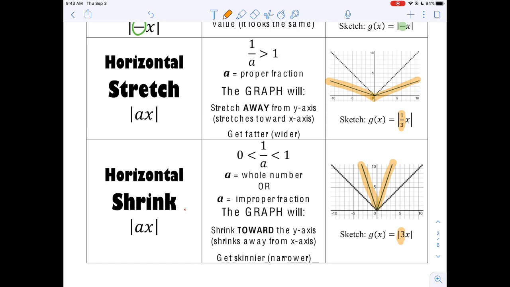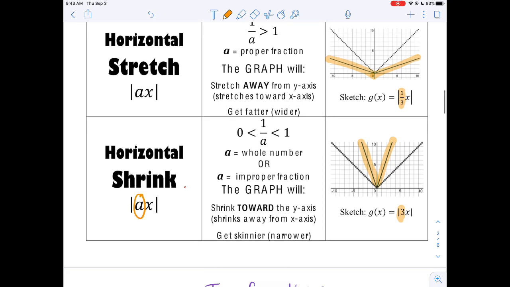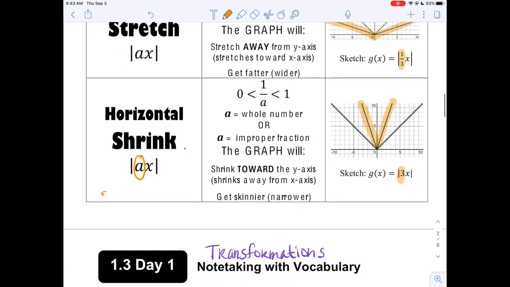All right, so as we said, our horizontal stretches and shrinks, let's talk about shrink first because that's what we talked about in the notes. Our shrink has an A value on the inside. Here you're seeing what it looks like in absolute value bars, but again, it could be parentheses, some sort of grouping symbol. And so we actually have, in this case, a shrink by 1 over A, which is our reciprocal.